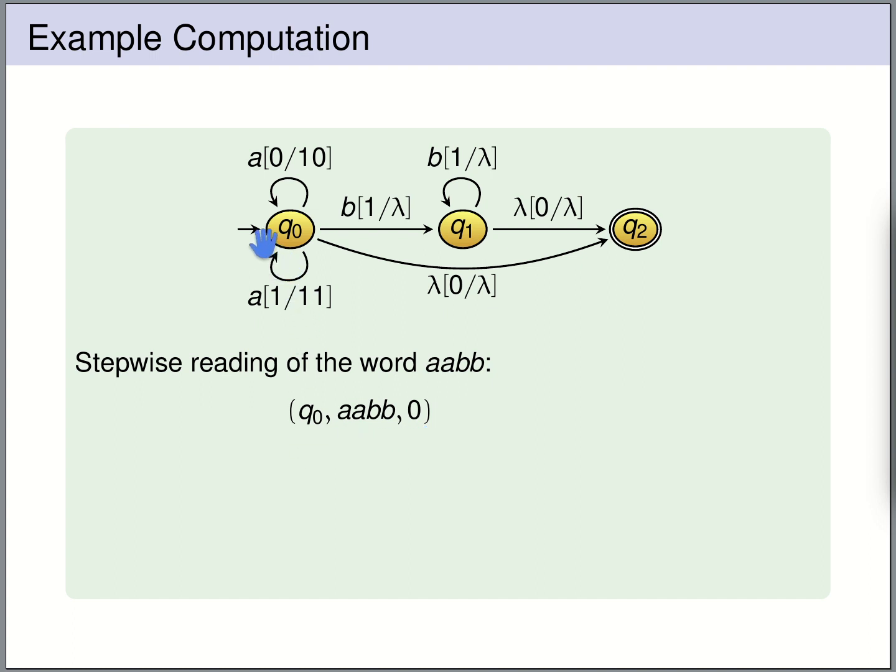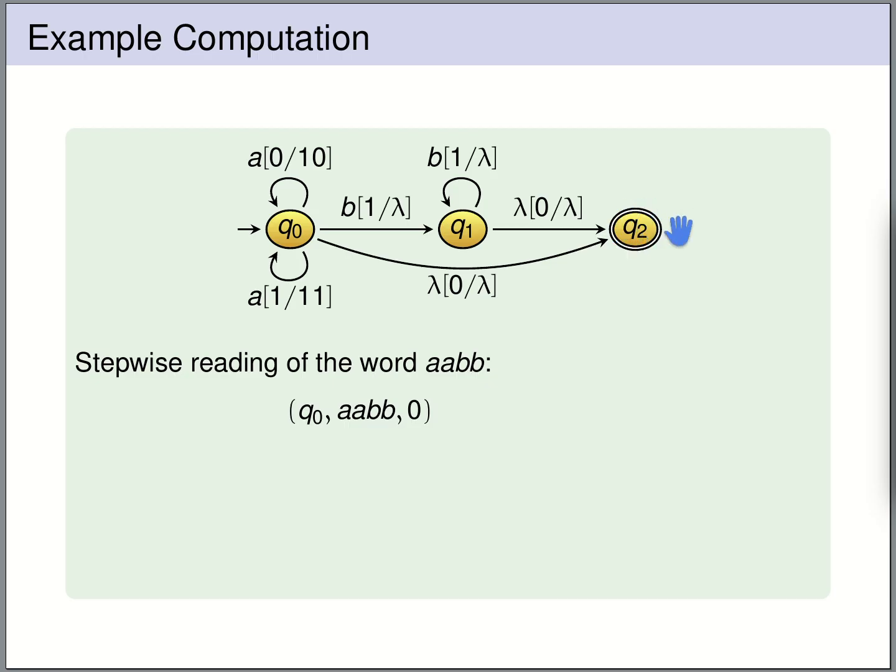We are in state Q0, we have a letter A in the input. So it's either this or this transition or the lambda transition. So we could in principle also take at this point the lambda transition. This transition is enabled. We're in state Q0. We don't need to consume any input. There is a 0 on top of the stack. So we could take this transition.